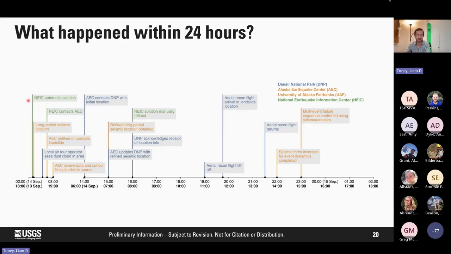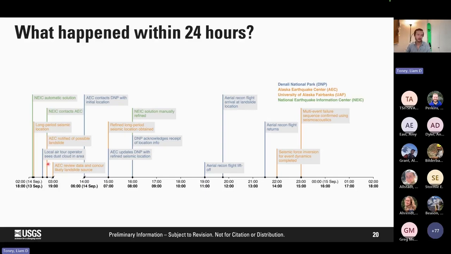monitoring systems. These are systems that are not designed to be catching landslide events. And then shortly thereafter, the code that I've mentioned previously that I highlighted that is landslide specific, that uses long period seismic waves, also detected an event. And about 30 minutes after the event occurred, it was still light out in Alaska at that time in September, and an air tour operator, a pilot that was in the vicinity, saw a dust cloud and took a photo.